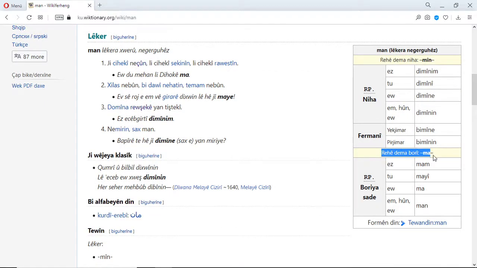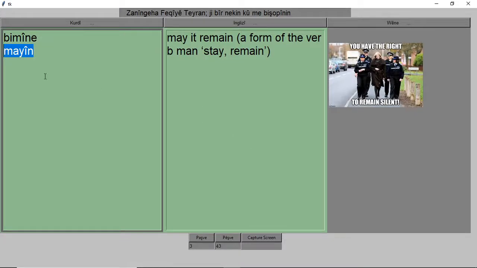For the past tense it is ma. We just mentioned this. Main ma, man. So may it remain, stay, remain. So it means it is actually in future tense, right? That's true, because you have to put b in here, and man is simply stay, and bemine, may it remain. It means it will stay in there. We can think like that. It will stay. It means it remains.